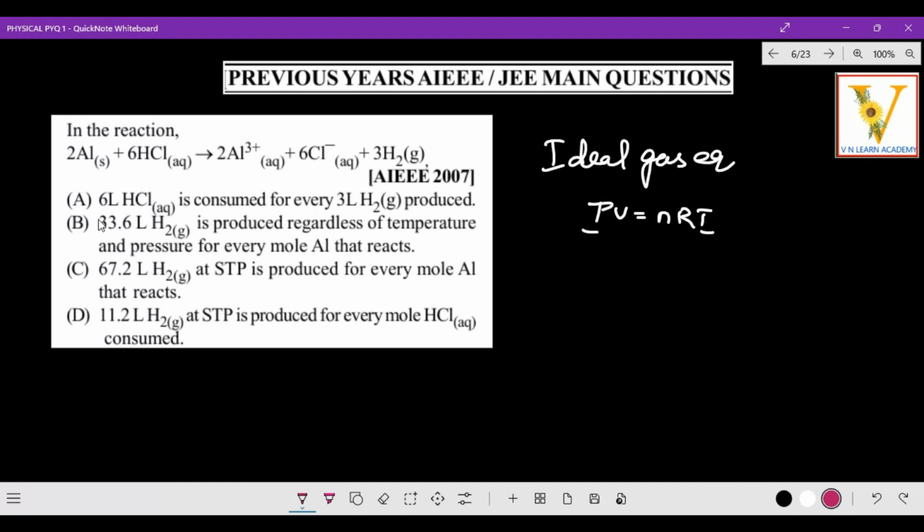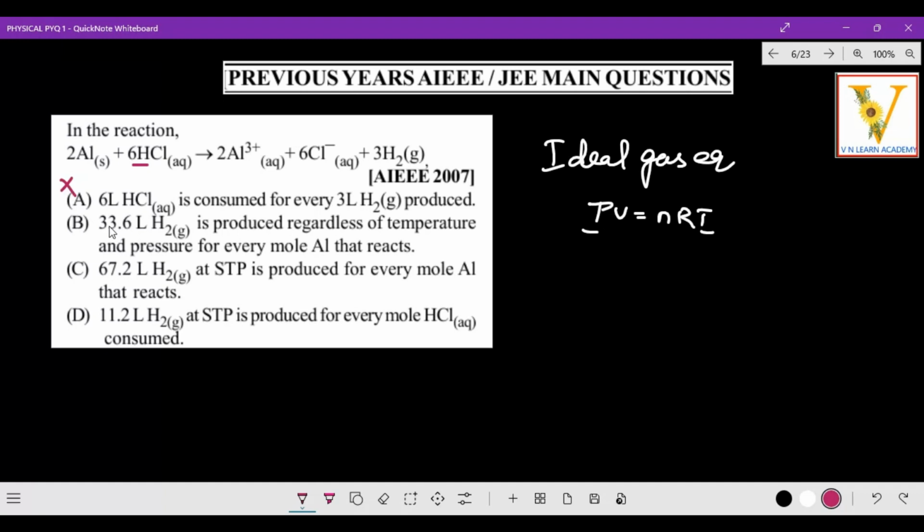Now, option A: 6 liter of HCl is consumed for every 3 liter of hydrogen produced. Here, 6 HCl and 3 H2 is mentioned, which is the stoichiometric balanced equation only. But they did not mention anything about temperature and pressure, which is very important to note down. So this statement will not be applicable for the calculation. It is the same here, 6HCl and 3H2. Right. Now the next option.